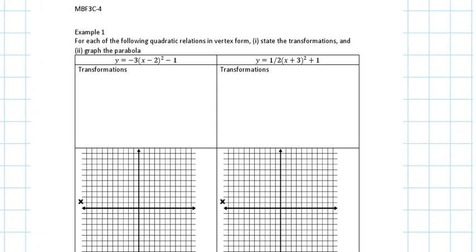So if you're looking at the second one, can you state the transformation for me? So it's a half x plus 3 squared plus 1. Can you guys state the transformation? So what does the half do to your graph? Half means between 0 and 1, yes? 0.5, yeah? So that's a vertical what? Compression.